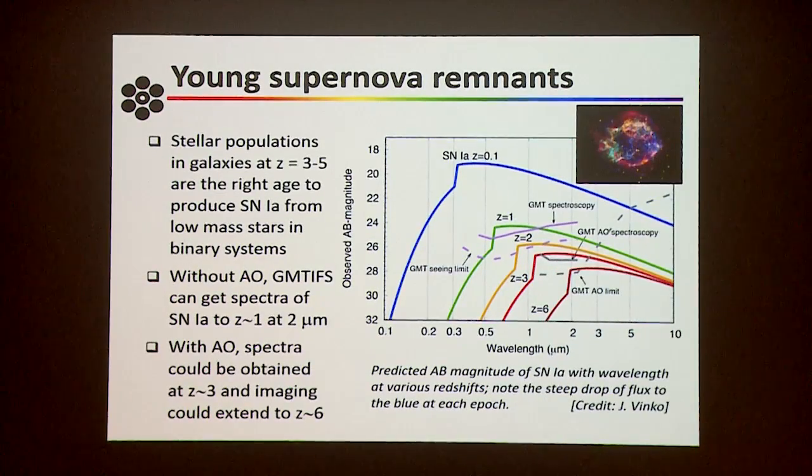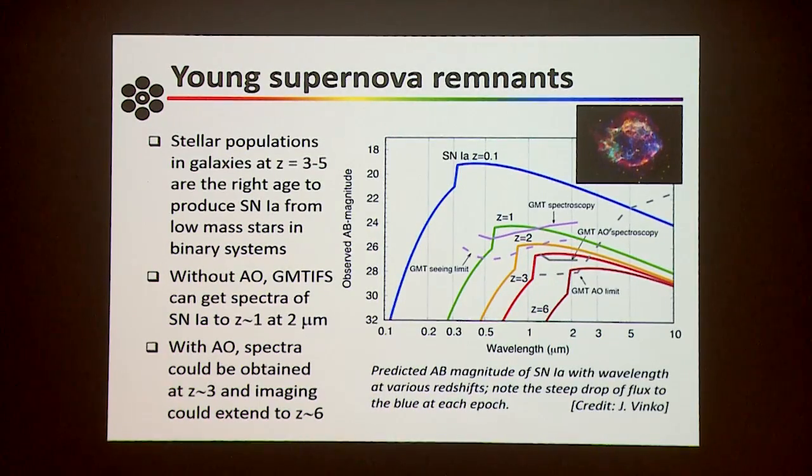We can also look at the remnants left behind by more ordinary supernovae. If we're looking at intermediate redshifts, not 6 to 10, but 3 to 5 or so, then those galaxies are now about the right age to be starting to produce supernovae type 1a from the low mass stars in binary systems. Now, without adaptive optics, we could still, with GMTIFS, get spectra for supernovae type 1a out to redshift of about 1. But with the adaptive optics, we can push that right out to redshift 3 for the spectra, and for the imaging, we can actually get out as far as redshift 6.